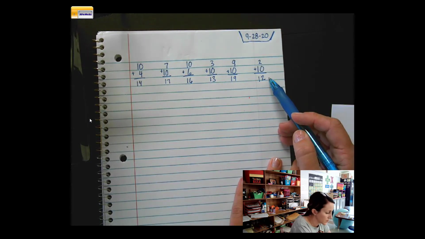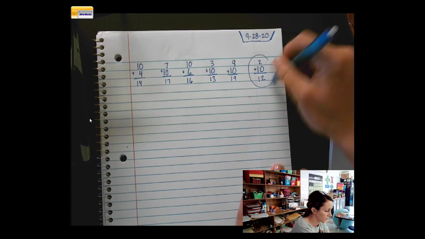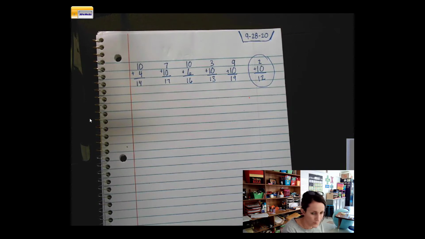Some people said that 2 plus 10 was the easiest because they could just count up 2. Did you have any other ones that you thought were the easiest? If you did, why don't you circle it? So you could circle the one that you thought was the easiest. I wish I could talk to you right now because I would love to know what kind of strategies you use to solve this. Are you visualizing it? Are you using a number line? Are you counting up? I really am curious how you are solving it.